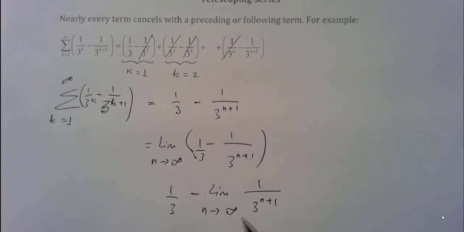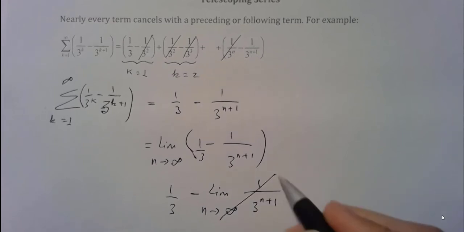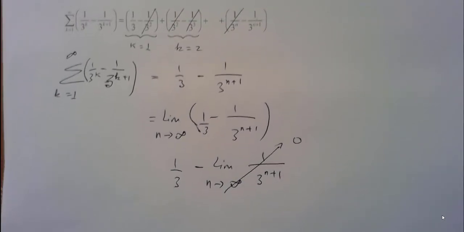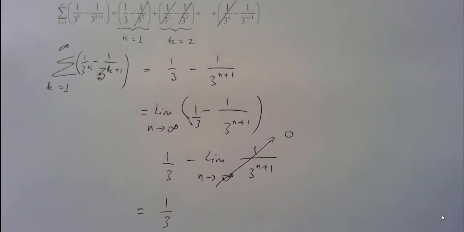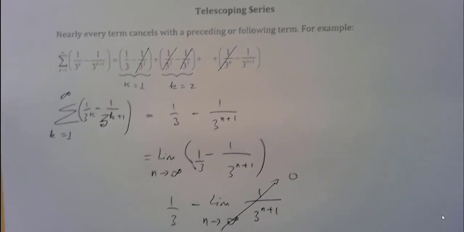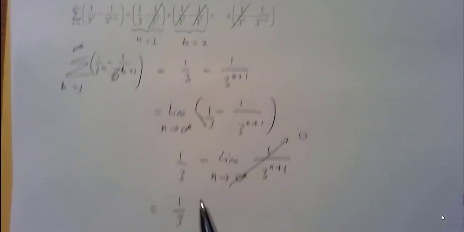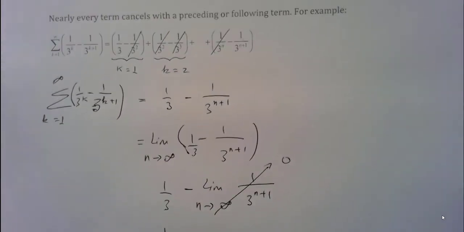Now, as n approaches infinity, infinity plus 1 is infinity. 3 to infinity is infinity. 1 over infinity is 0. So this whole thing here is 0. So at the end, you just get 1 over 3 for the infinite sum of this special telescoping series.